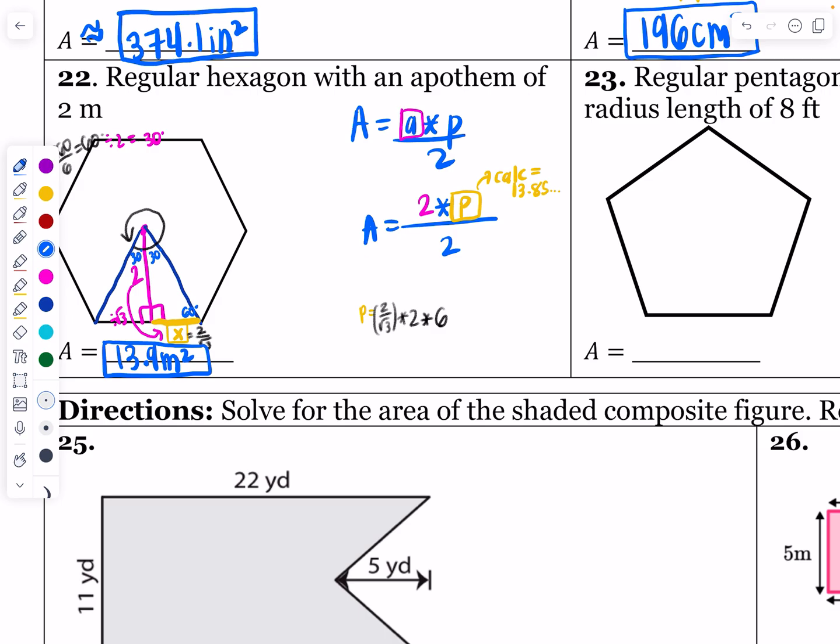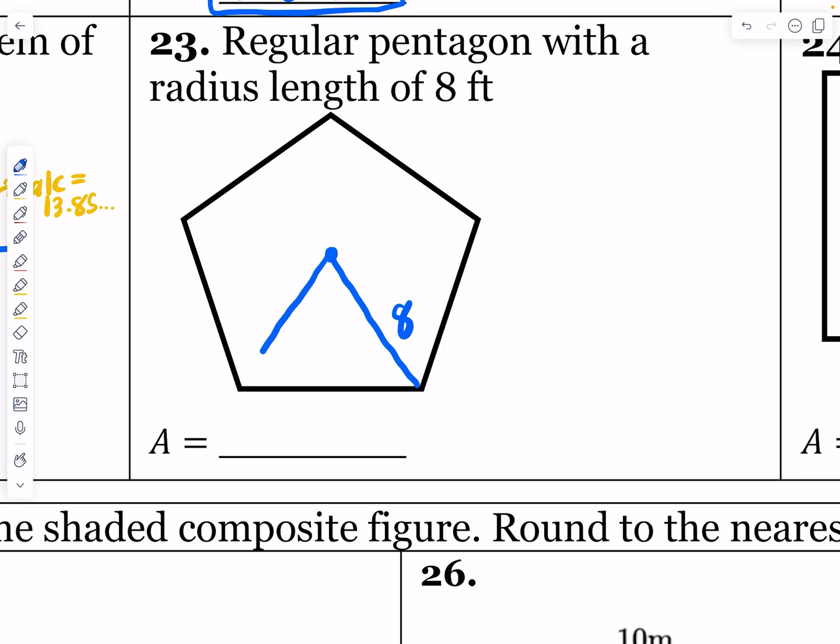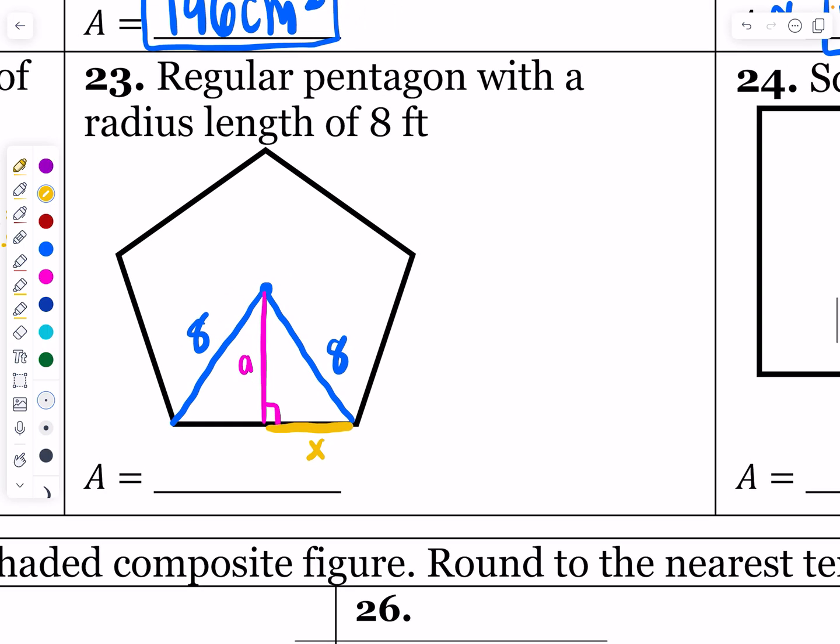Okay. All right, so what about a regular pentagon? Well, let's go ahead and do this again. It has a radius of length 8. So when we draw in our radius, it's going to be 8. This radius, kind of like the left side of the tent, is going to be 8. So we're going to end up needing my apothem, and we're going to end up needing my side, which is going to be x. Part of my side is what I should say.